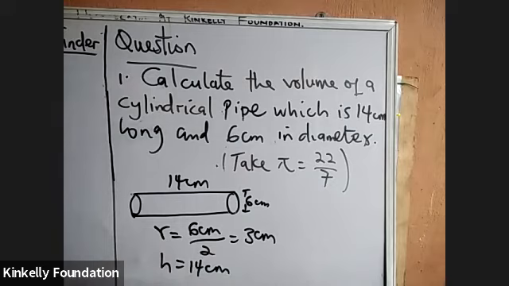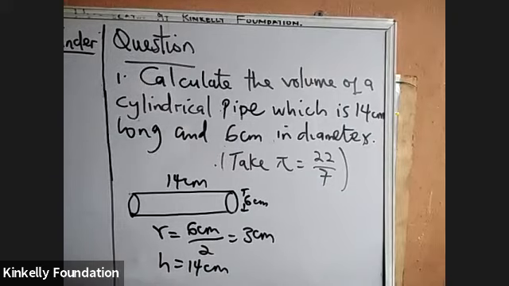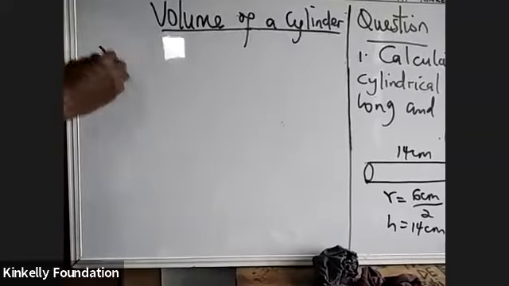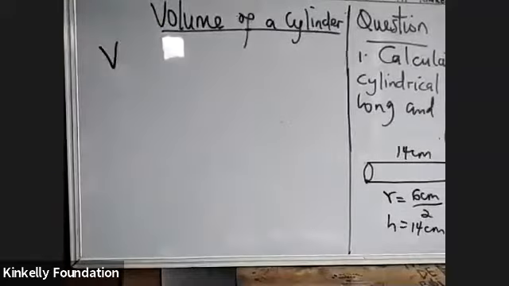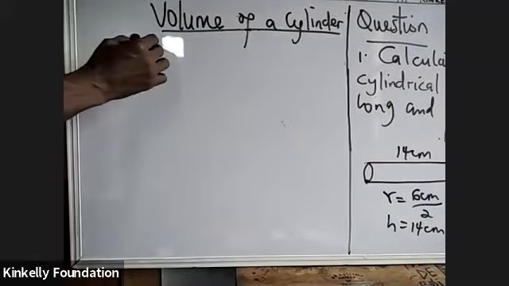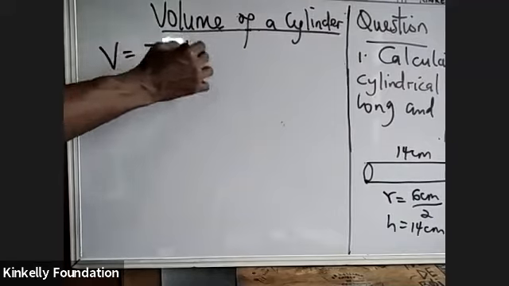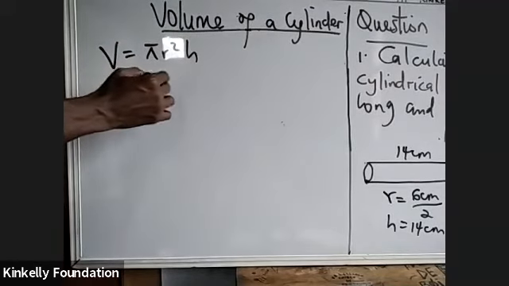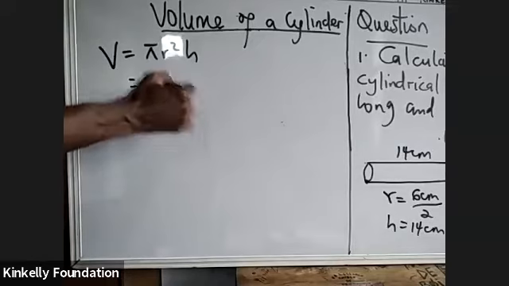Now we have our volume. Volume V is equal to pi r squared h. Pi is 22/7 times r, which is what?